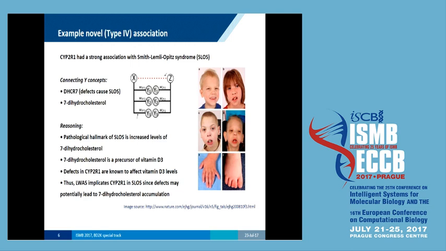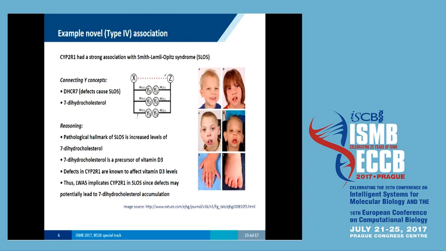So the reasoning that we can apply to this information is that we had the pathological hallmark of Sloth, and 7-dihydrocholesterol is a precursor of vitamin D3, and defects in this CYP enzyme are known to affect vitamin D3 levels. Thus, this association implicates CYP2R1 in Sloth, since defects may potentially lead to 7-dihydrocholesterol accumulation.